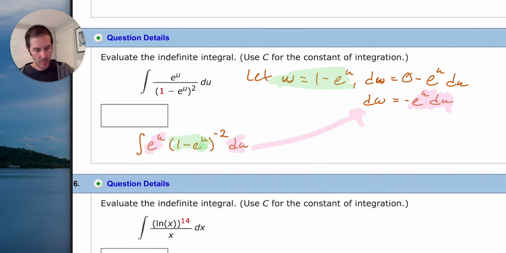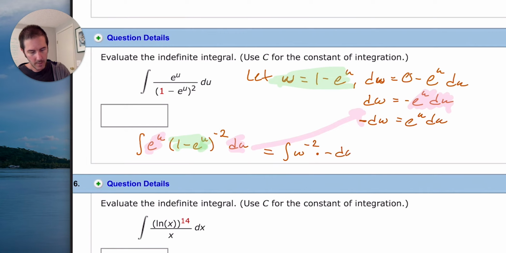That takes this equation and makes it negative dw equals positive e to the u du. That's looking good. Now we're ready to make the substitution. We've got the e to the u du isolated, and coming back over toward the left, I can rewrite this as the integral of w to the negative second power times negative dw. That negative sign, we're going to factor it outside of the integration process.